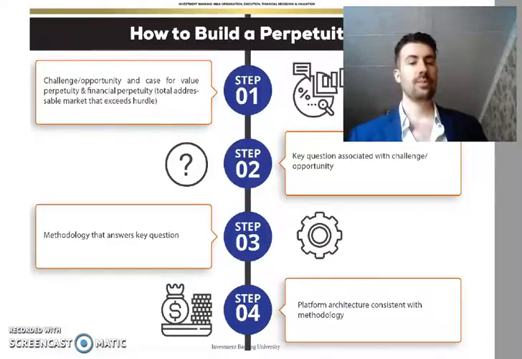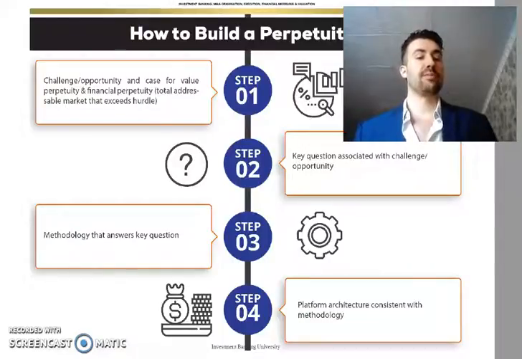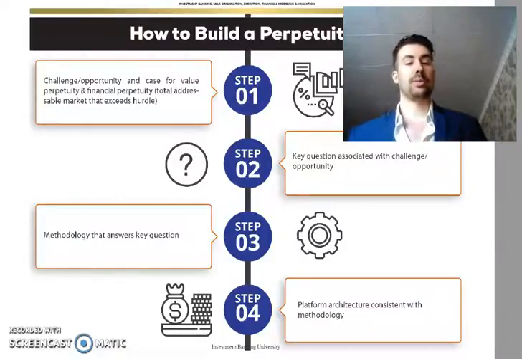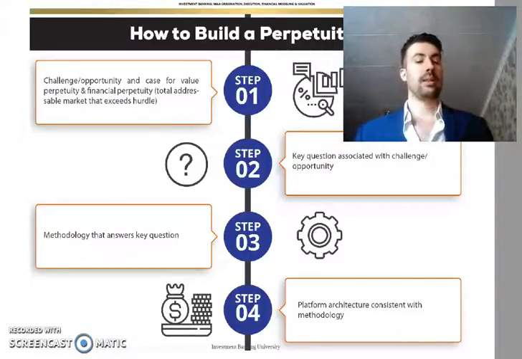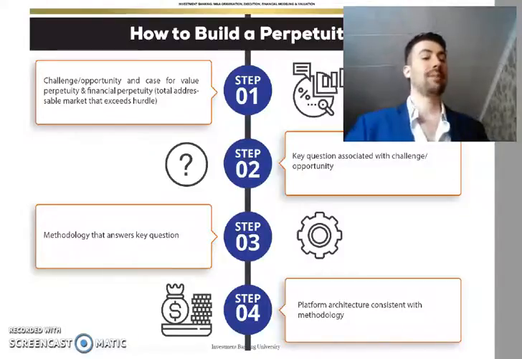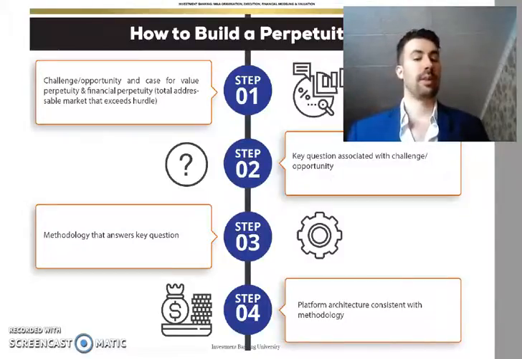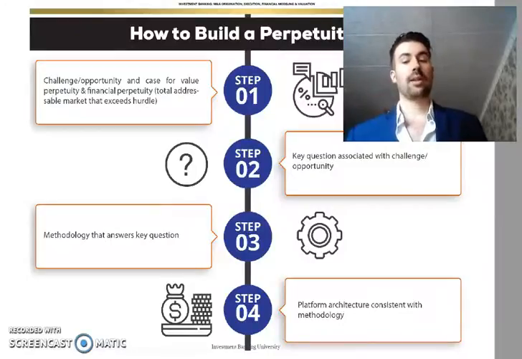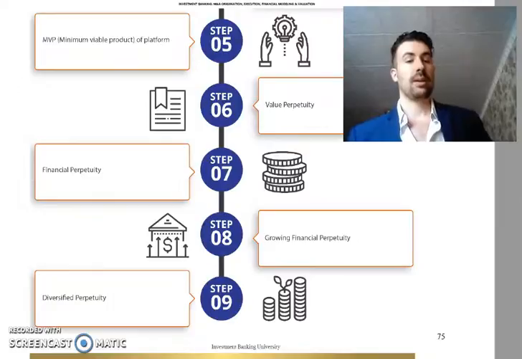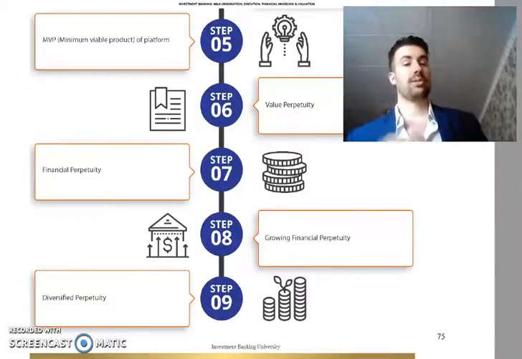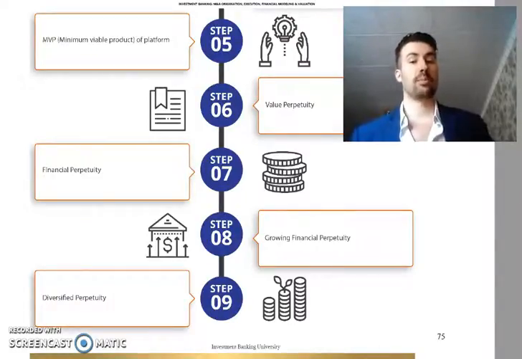So we talked about how to build a perpetuity, and we've talked about already the challenge or opportunity in the case for the value perpetuity and the financial perpetuity, and then translating that case into a key question associated with the challenge or opportunity, and then taking that key question, and the answer to that question is actually a methodology. And that methodology becomes the basis for the platform architecture consistent with the methodology. And then we take that architecture and translate that into a minimum viable product of the platform.